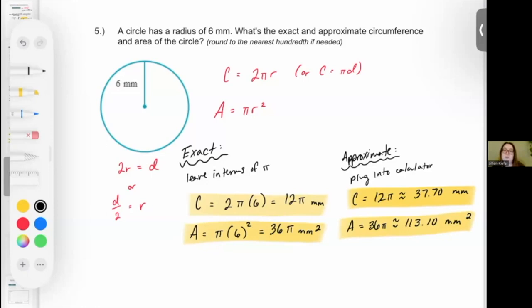So always remember, exact is going to be in terms of pi, and approximate is actually plugged into the calculators and calculated out and rounded to as many decimal places as you are being asked for. For us, it was the nearest hundredth. It just so happened that both of them ended with a 0 in this case. But there we go. So those are our answers for problem number 5. Let's go on to problem number 6.